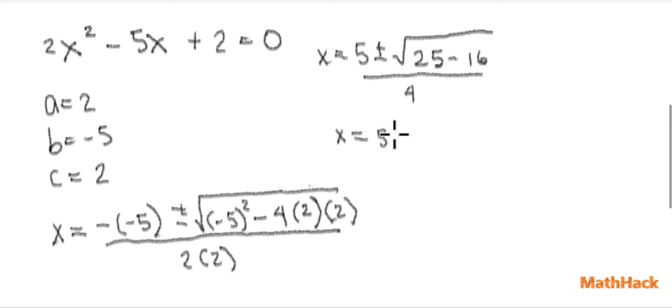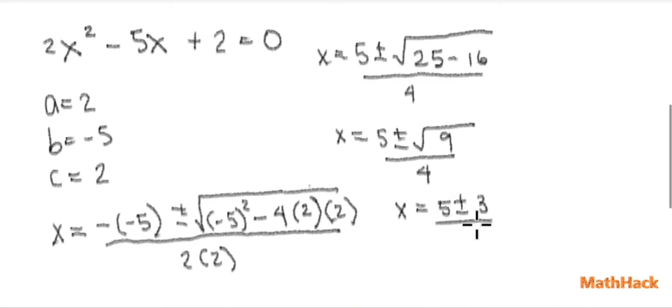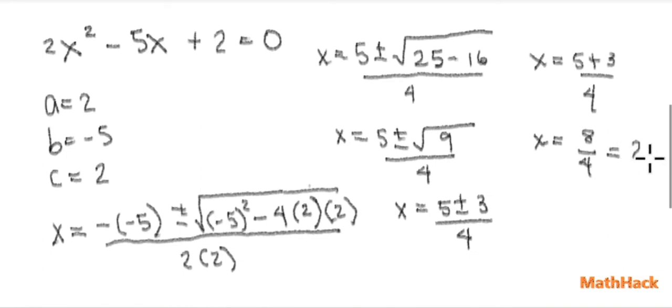We have 5 plus or minus the square root of 25 minus 16, which is 9, all over 4. Square root of 9 is equal to 3. Therefore, we have x is equal to 5 plus or minus 3, the square root symbol is gone, of course, all over 4. Again, like before, we separate the plus and the minus. I'll write the plus first. Here, x is equal to 5 plus 3 over 4. So, x is equal to 5 plus 3 is 8 over 4, which is 8 divided by 4, is equal to 2. Alright.